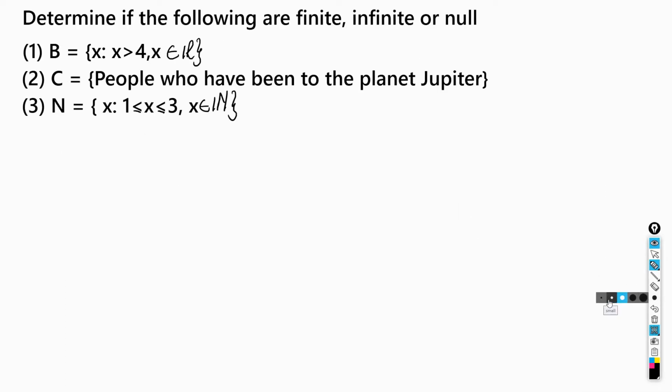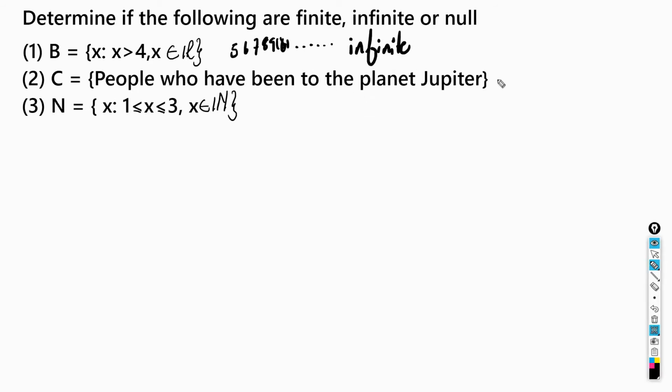All right, guys, so let's look at these 3 examples now. It says determine if the following are finite, infinite, or null. The first one here says B is equal to the set where all the members x are such that x is greater than 4 and x is an element of the real number set. So if x is greater than 4, the set would be everything greater than 4, which would be 5, 6, 7, 8, 9, 10, 11, all the way to infinity. So clearly this one is infinite, because it goes on forever.